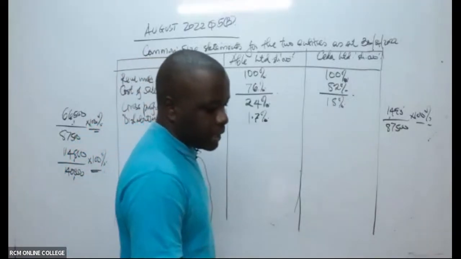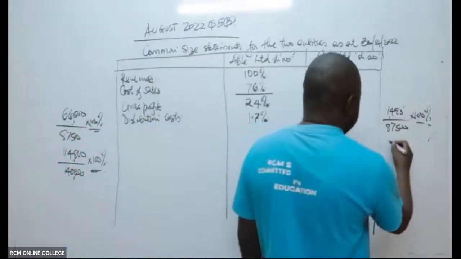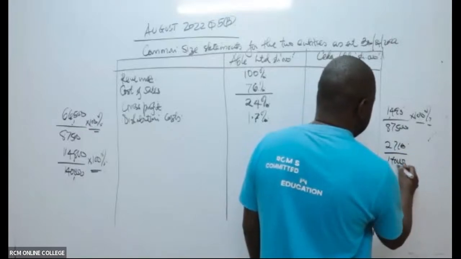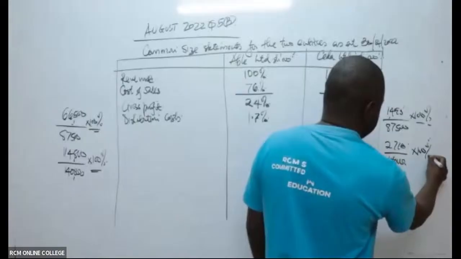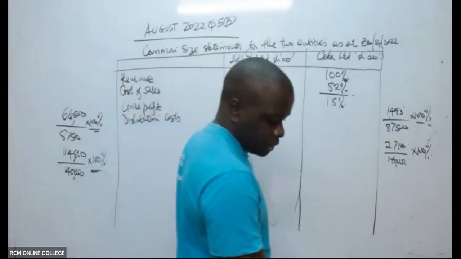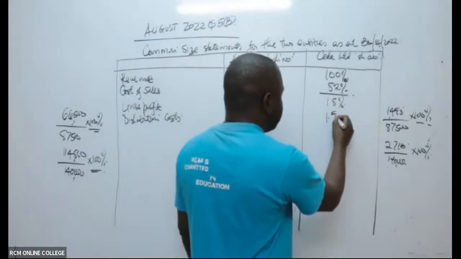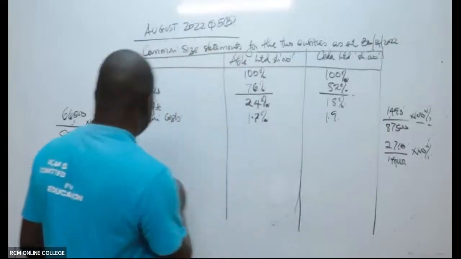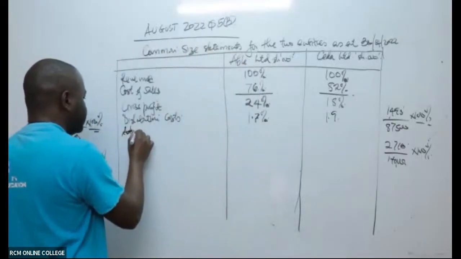What about the other side for Ta? For Ta, you take 2710 over 140,000 and multiply by 100%. You convert, and you get 1.9. Yes, 1.9. Then the next item is administration expenses.